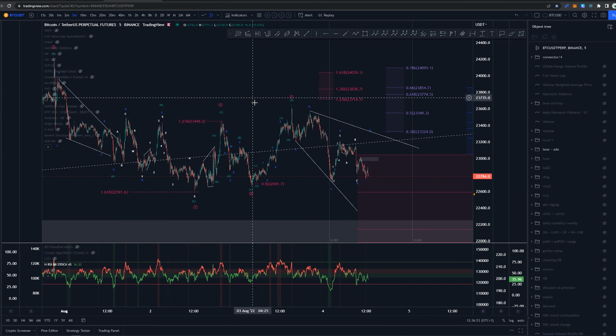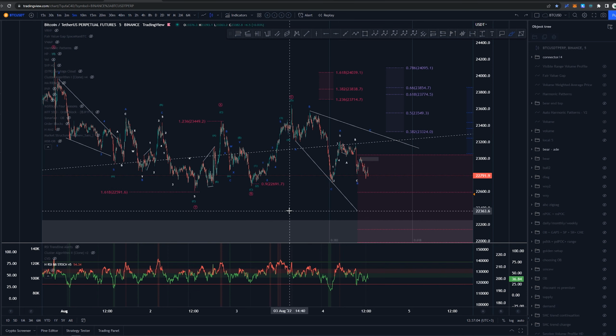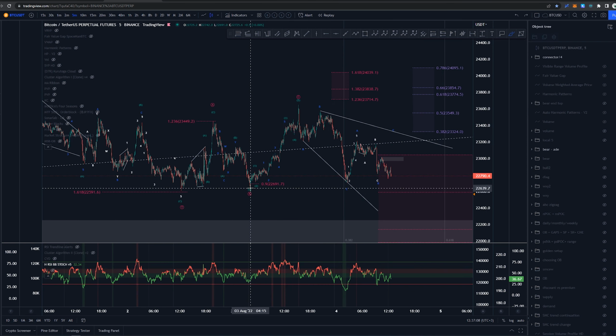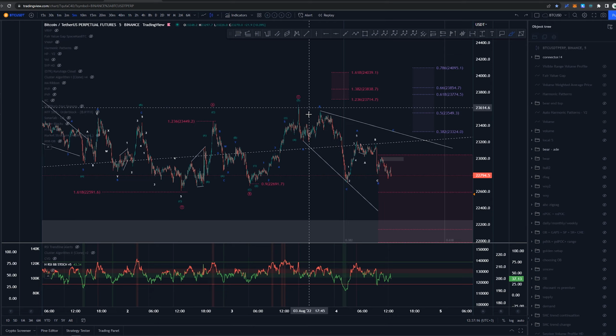Now, what we were looking at that point was a 3-wave structure in here, ABC into an A wave, 3-wave structure back to 90% retracement, giving us the most likely scenario of having an ABC, which we did indeed have. Again, 1, 2, 1, 2, 3, 4 and 5 into 3rd, 4th and 5th. So that makes complete sense.